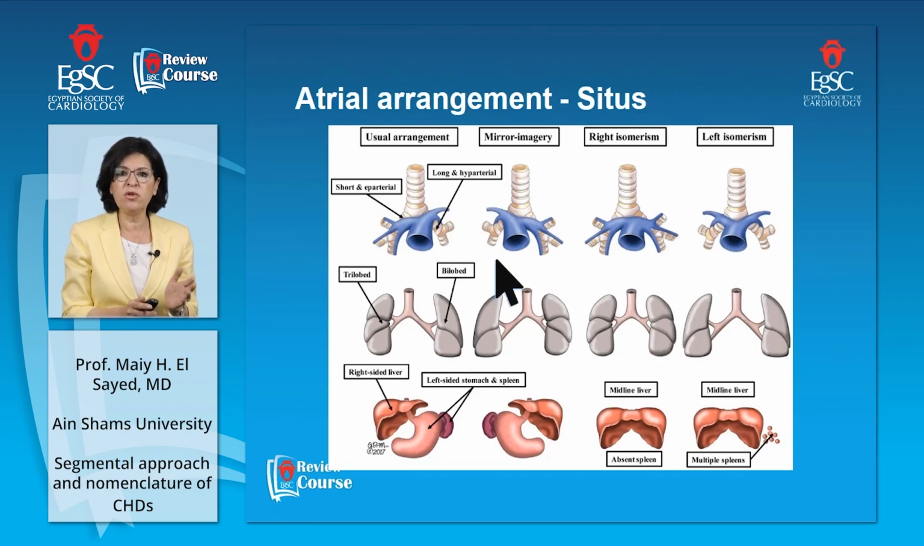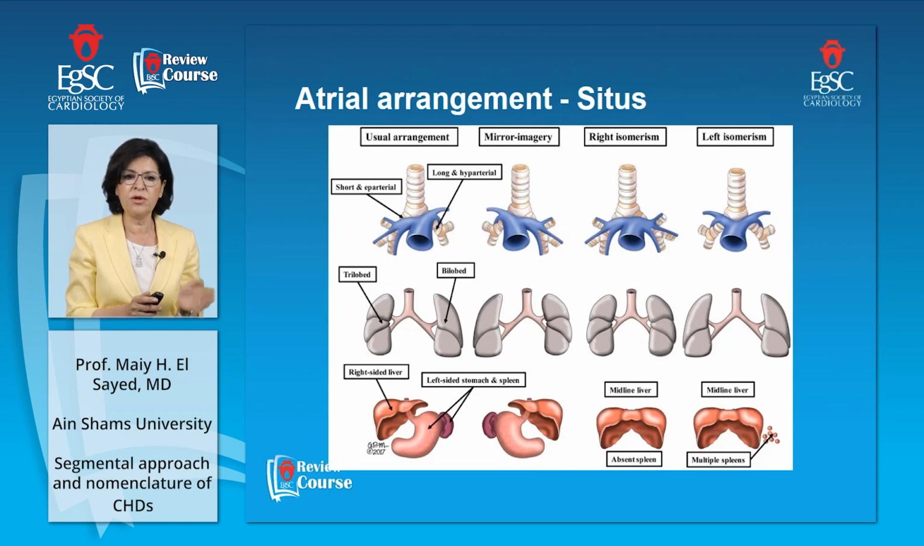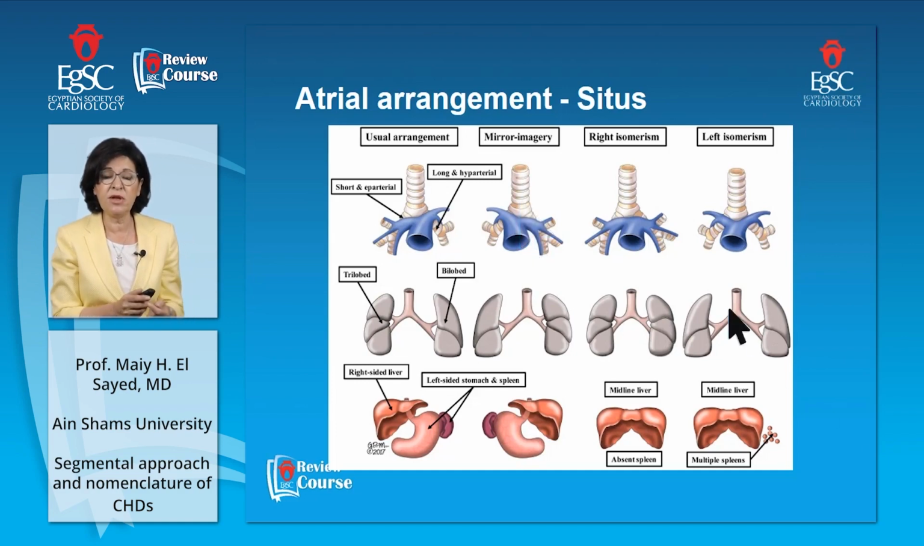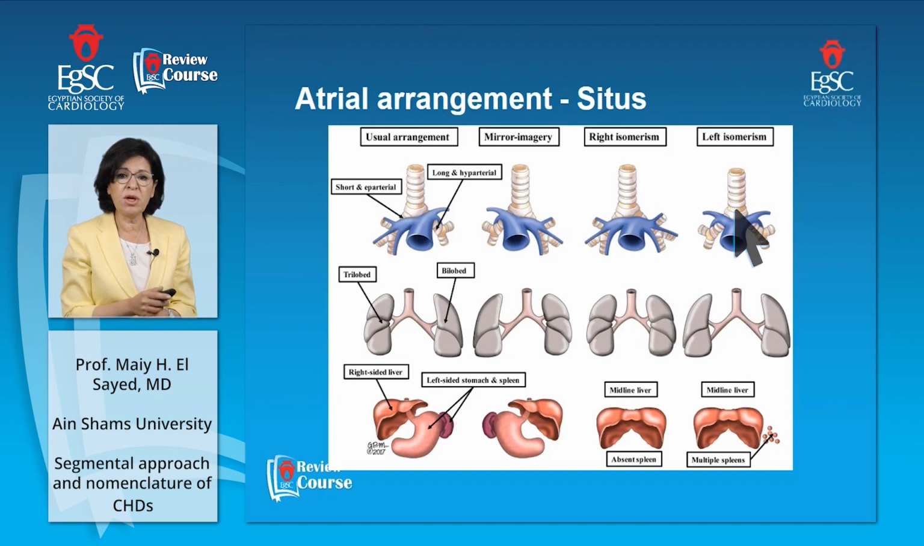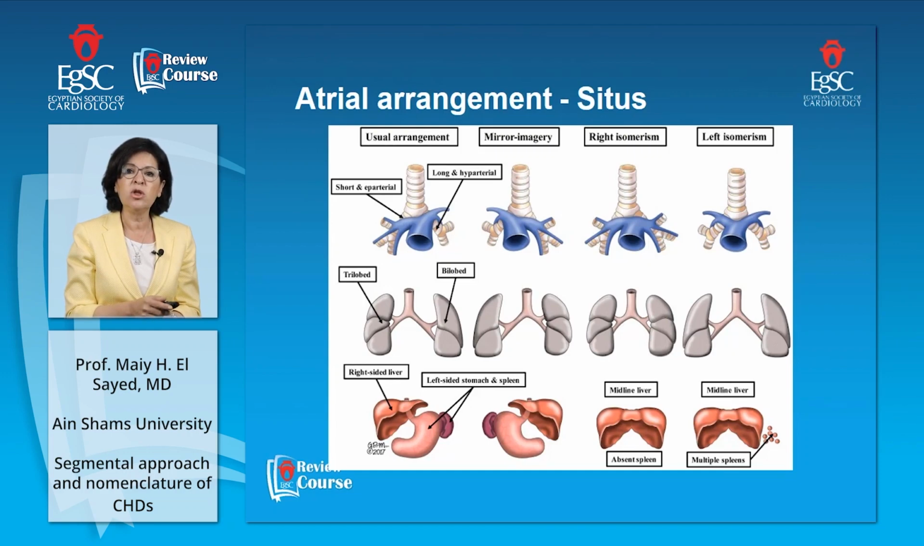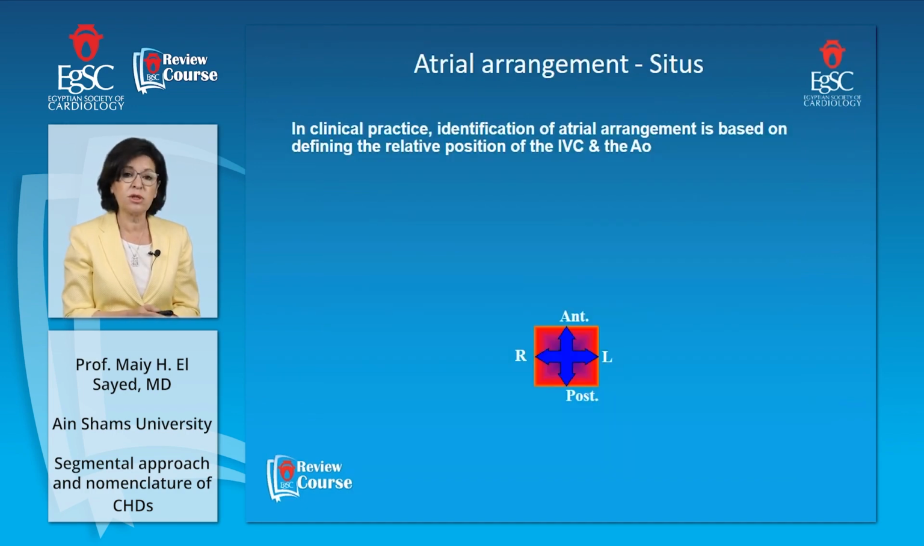So you have the usual arrangement of the thorax, where you have the right atrium to the right, the right bronchus to the right, and the right pulmonary artery to the right, and the right lung, which is trilobed, to the right, and the left lung bilobed to the left, and you have the right-sided liver and the left-sided stomach and spleen. And you have the mirror image, where there is a mirror image of this arrangement. And then you have the right and left isomerism, where there is duplication. In right isomerism, there is duplication of a right atrium, a right bronchus, a right pulmonary artery, and a trilobed lung; in left isomerism, the lungs are bilobed. You usually have a central liver and an absent spleen in right isomerism, and a polysplenia in left isomerism.